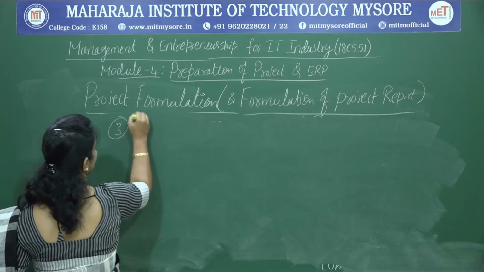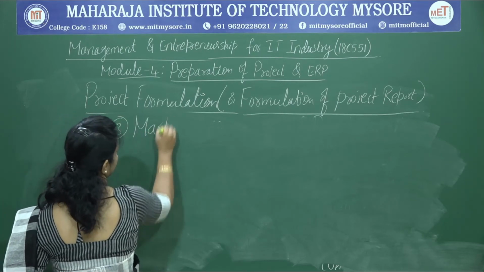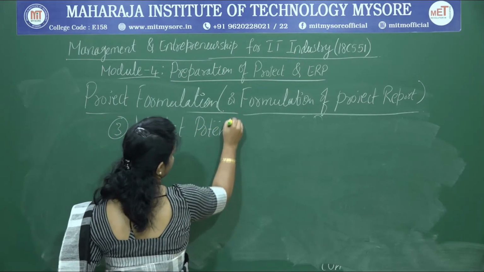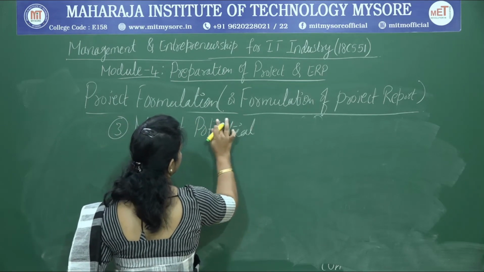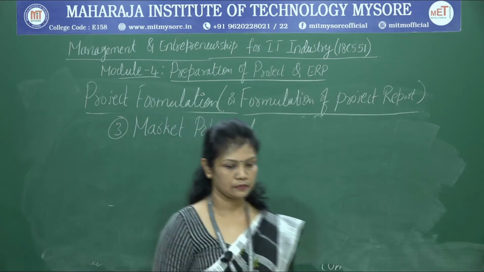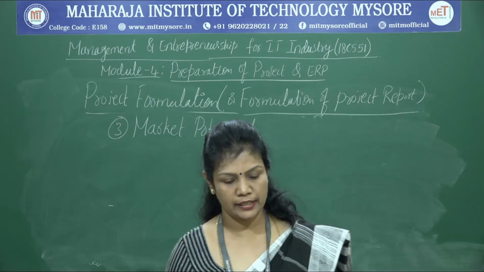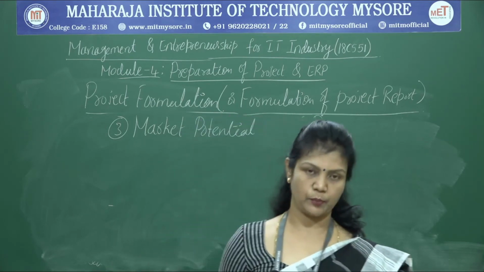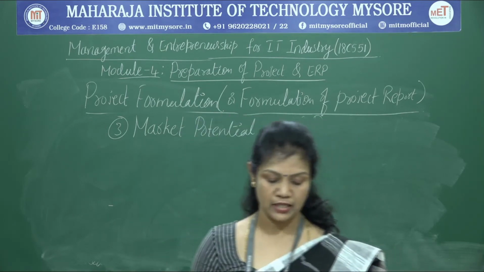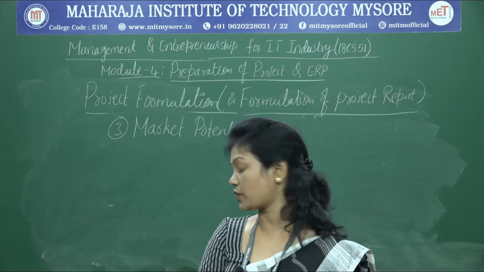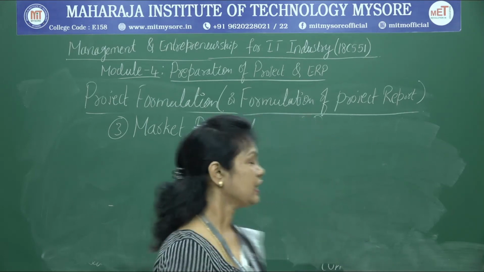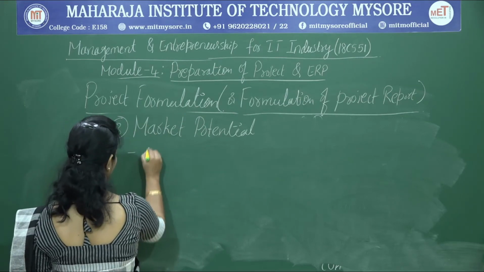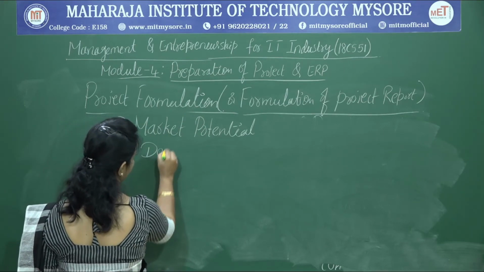Then the third one is market potential. While preparing a project report, some of the following aspects related to the market potential need to be specified. Here the organization has to specify the demand and supply position of the product.